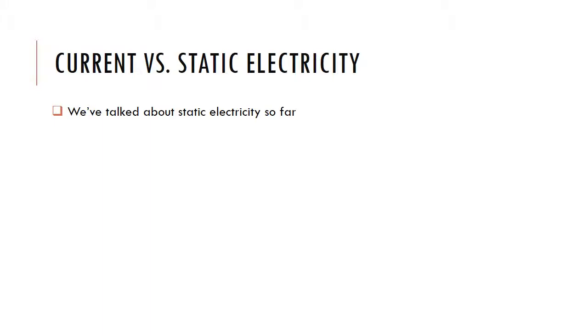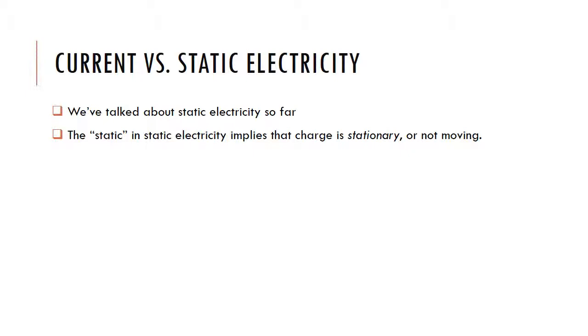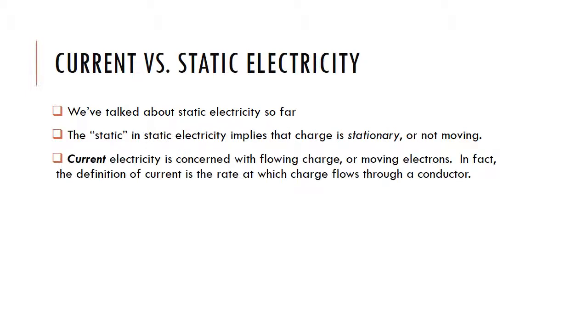So far in this unit we've talked about static electricity. And static means that it's not moving, it's stationary. It's just a buildup of charge that doesn't go anywhere or do anything, or it does stuff but it doesn't move anywhere. So we're going to talk about current electricity now. And this is when charge is flowing. So basically you have moving electrons. In fact, the definition of current is the rate at which charge flows through a conductor.